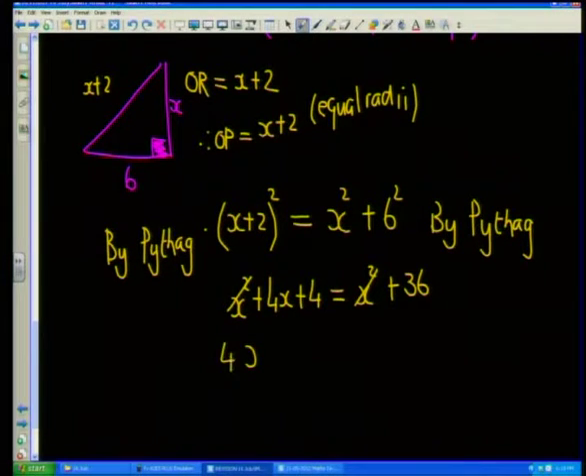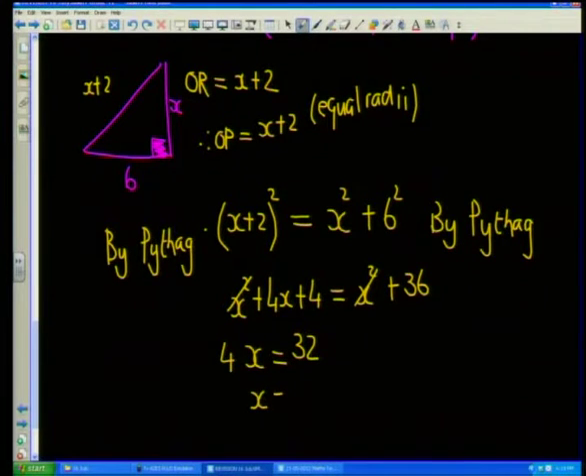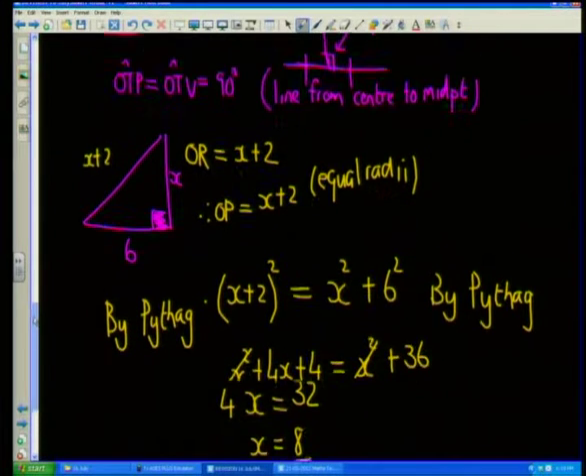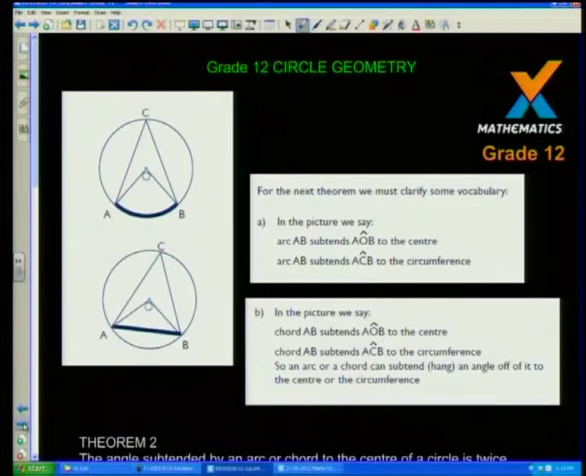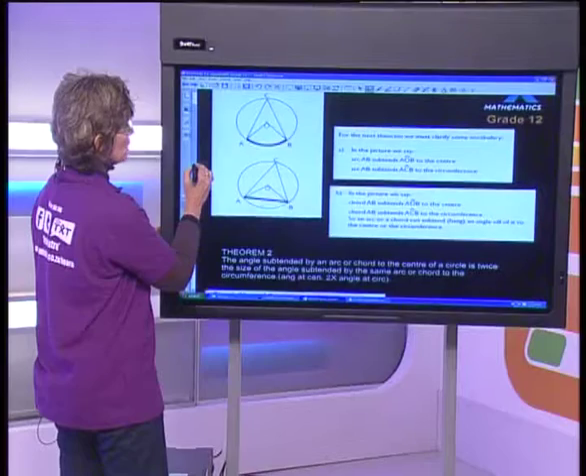So we're going to get 4x is equal to 32. So x would be 8. And so going back to our picture, in order to solve it, x would be 8. Right, I think that that's a nice application of our theorem. And so we now need to move on to the next theorem because there are 9 of them in total.